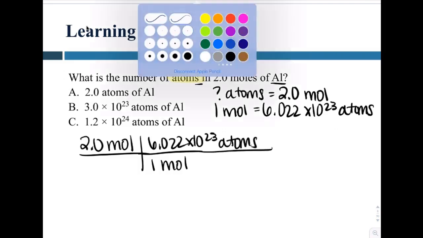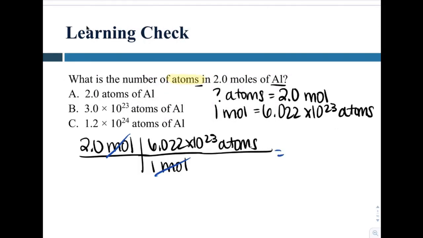Moles cancel, atoms are left, and we have 2 times 6.022 times 10 to the 23, and we get 1.2 times 10 to the 24 atoms of aluminum as our answer. Just the same as we've been doing before, it's just a new conversion, nothing fancy, just put it in the calculator.